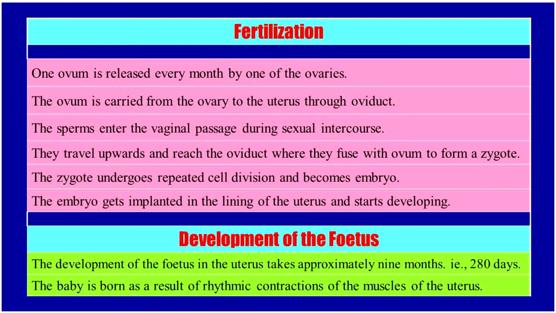The zygote undergoes repeated cell division and becomes an embryo. The embryo gets implanted in the lining of the uterus and starts developing. The development of the fetus in the uterus takes approximately 9 months, that is 280 days. The baby is born as a result of rhythmic contractions of the muscles of the uterus.